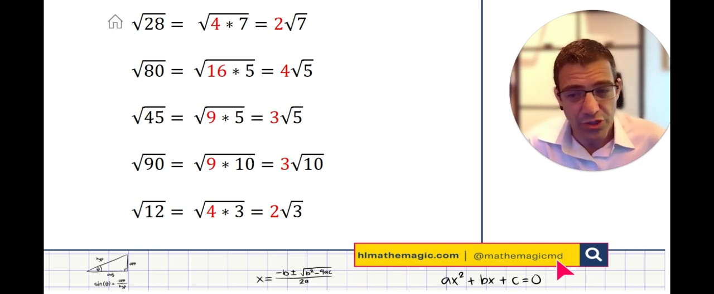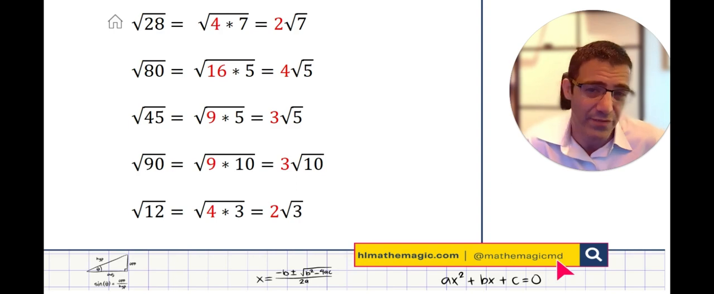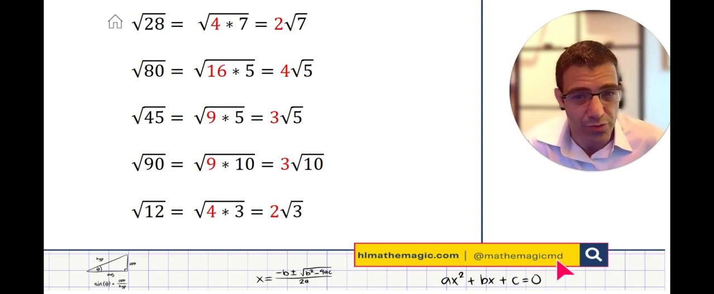And in the fifth question, you have the root of 12, which is 4 times 3. Now, 3 times 4 is the only way you can factorize 12 with a perfect square, and so you can take the 4 out and say that that's 2 root 3.